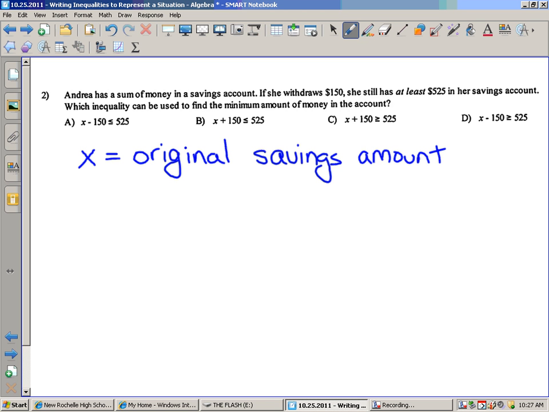So how could we create an expression from what's written up there? She withdraws, let's underline some things that are important. She withdraws 150, still has at least 525. So talk to me about this. How much did she take out?